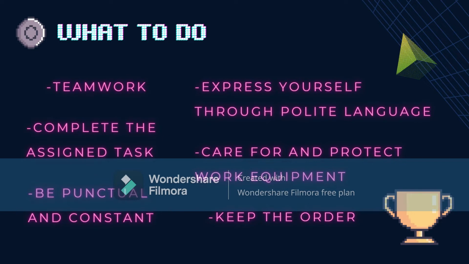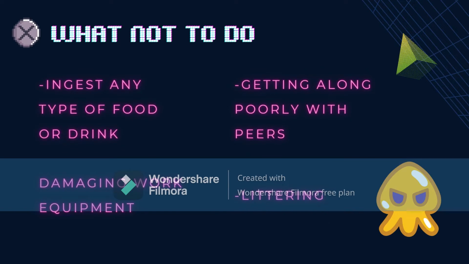What to do in the career: teamwork, be punctual and constant, care for and protect work equipment, keep order, express yourself, use polite language, complete the assigned task. What not to do in the career: ingest any type of food or drink, littering, getting along poorly with peers, damaging work equipment.